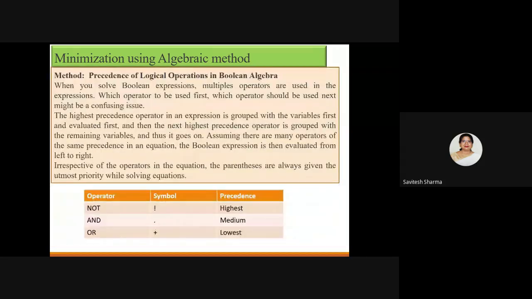So what is the precedence you see? I'm showing you here the table that is showing the operator. Here I am also showing the symbol. So NOT is the highest precedence, AND medium, and OR lowest. So this is the precedence table. Whenever you are solving the expression, you have to see which operator is there. Based on the operator, you will assign the precedence, and based on that, you will simplify the equation.